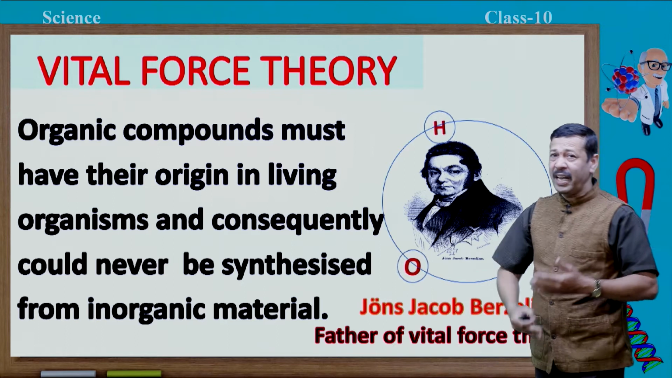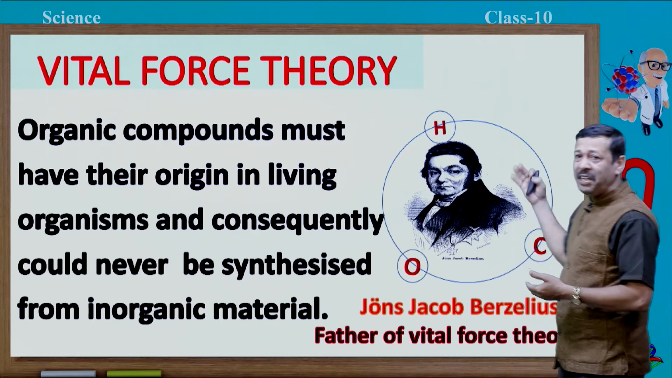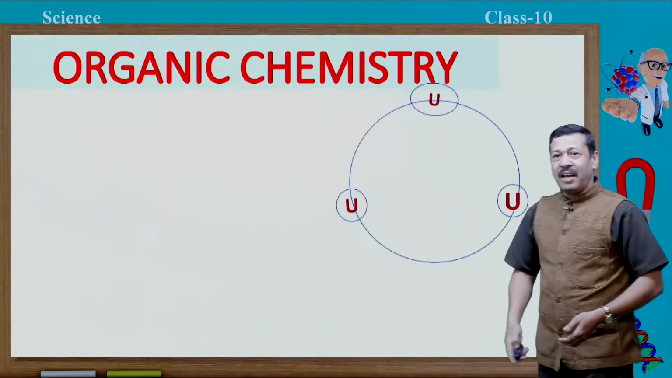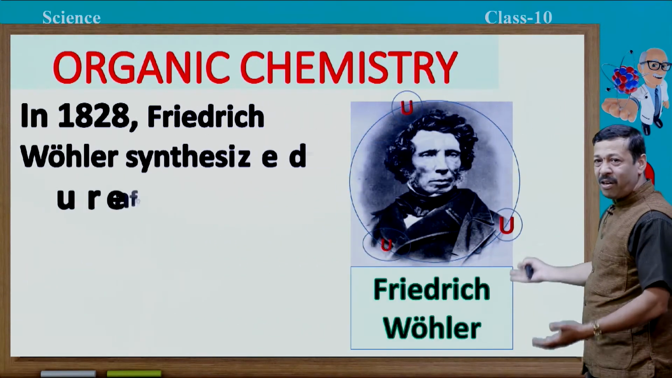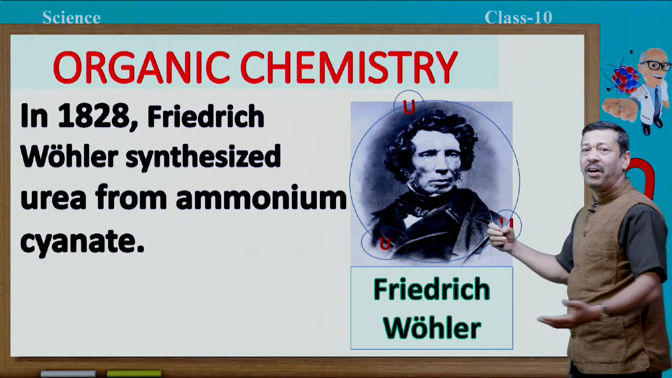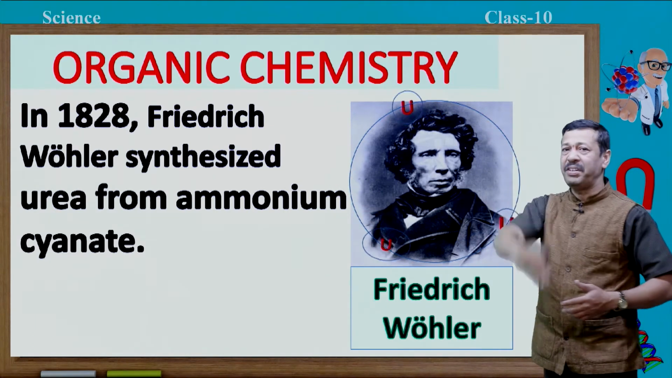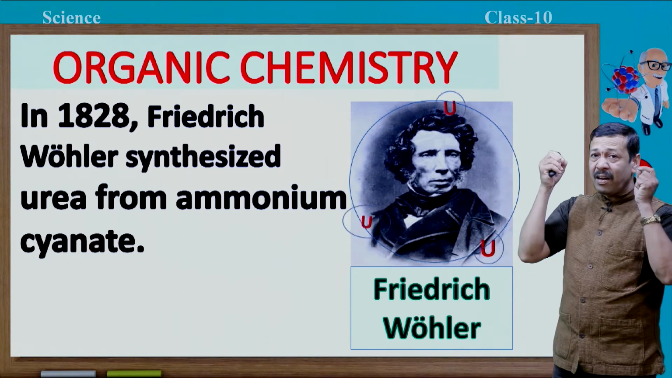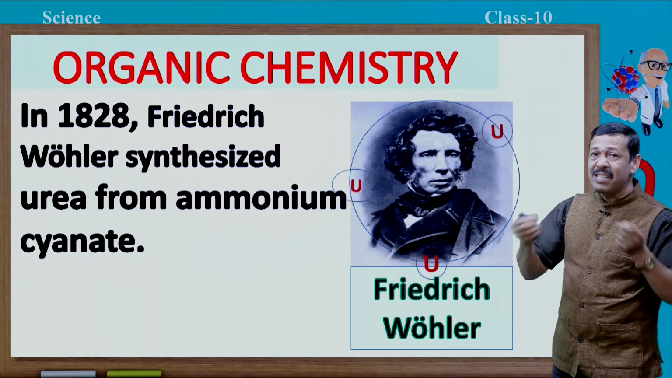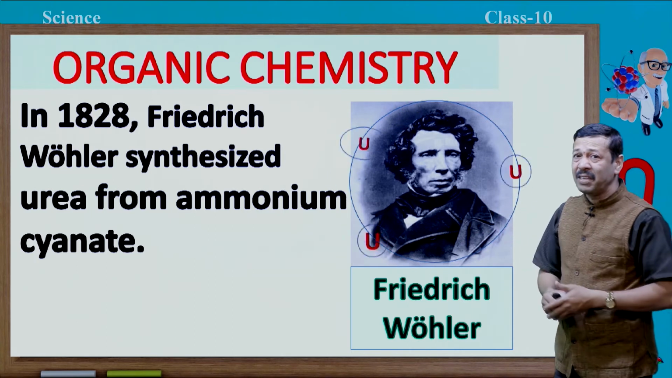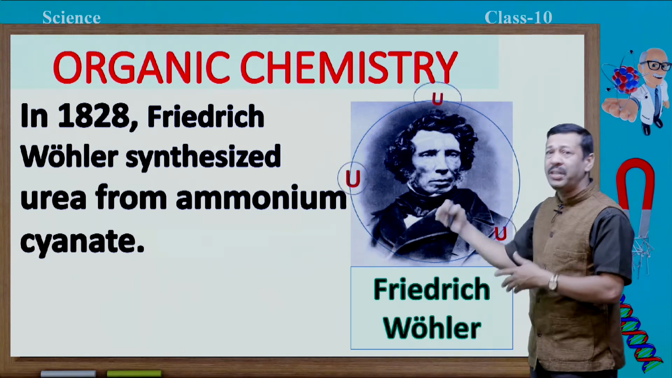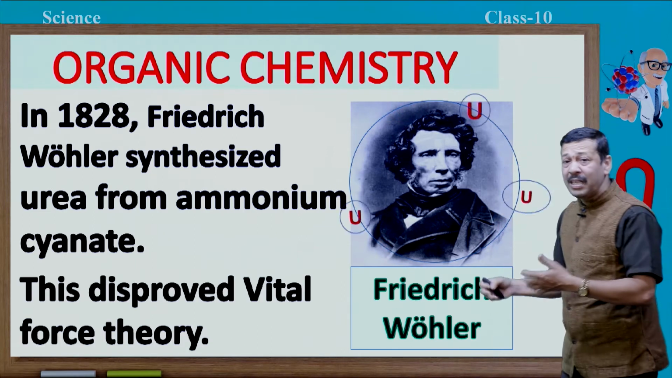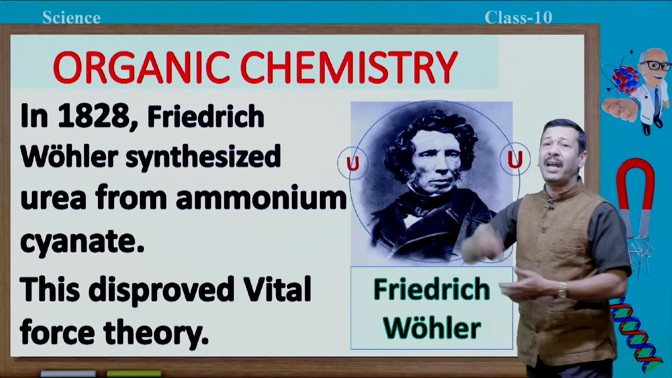Later on, a doctoral student of J.J. Berzelius disproved this one. Now, who is this? Just now I mentioned the name Friedrich Wöhler. In the year 1828, Friedrich Wöhler synthesized urea, an organic molecule synthesized by living organisms, that is the excretory product, by heating ammonium cyanate. This disproved the vital theory proposed by J.J. Berzelius.